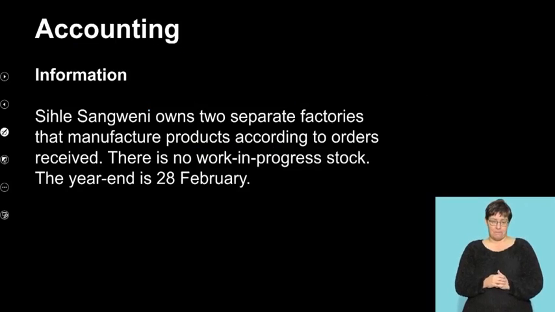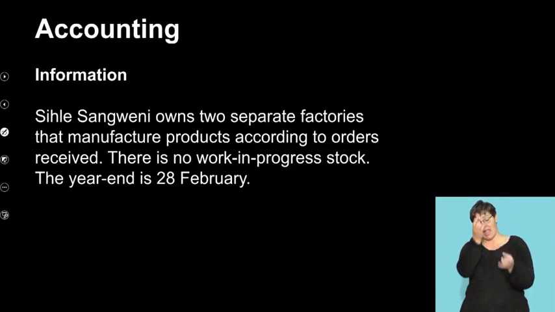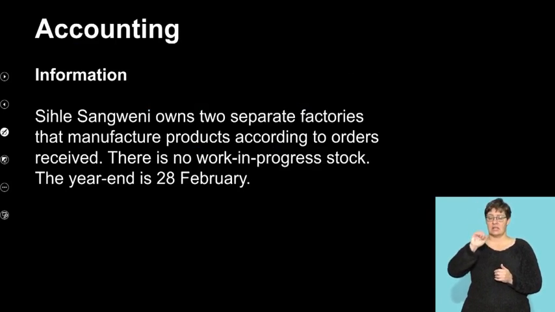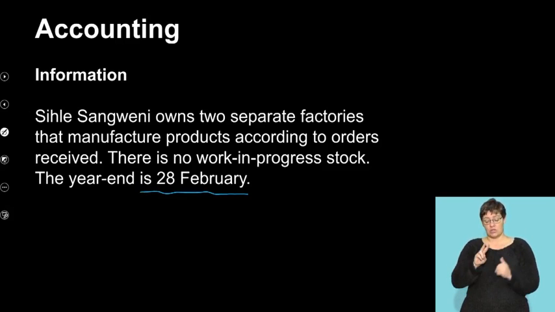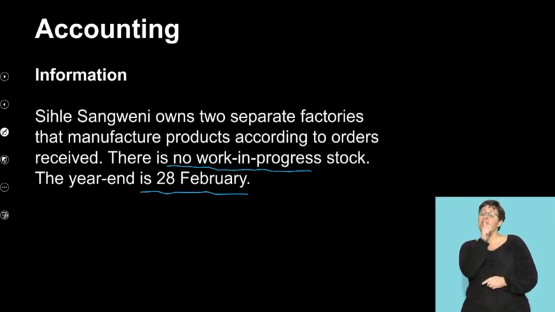If we now look at our information, we are told that Sikhle Sengwani owns 2 separate factories that manufacture products according to orders received. There is no work in progress stock. The year end is the 28th of February. So in this case, they're telling you there is no work in process at the end of the year.